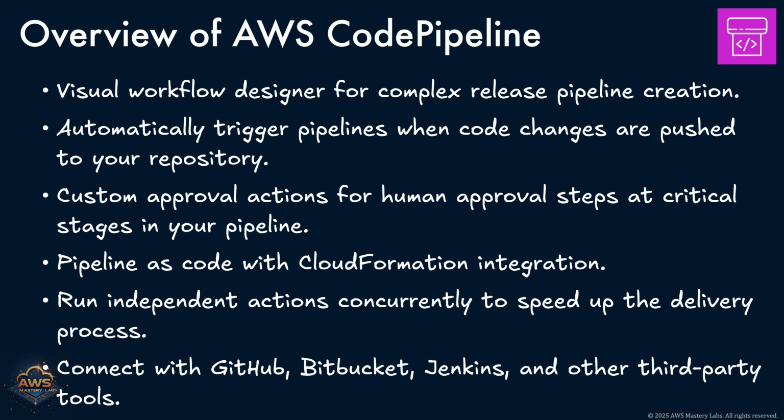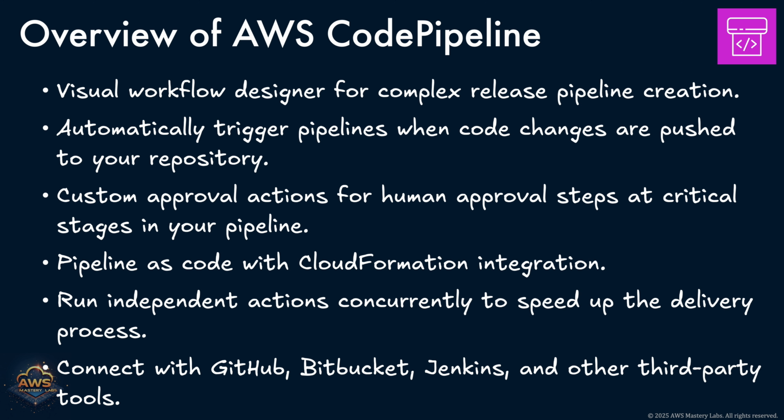Next, let's talk about AWS CodePipeline, a fully managed continuous delivery service that helps you automate and orchestrate your software release process from end to end. At its core, CodePipeline provides a visual workflow designer that makes it easy to build and manage your release pipelines. You can define each stage of your pipeline, like source, build, test, and deploy, through an intuitive visual interface, giving you a clear and real-time view of how your code flows from development to production.